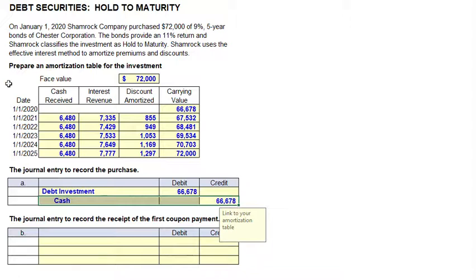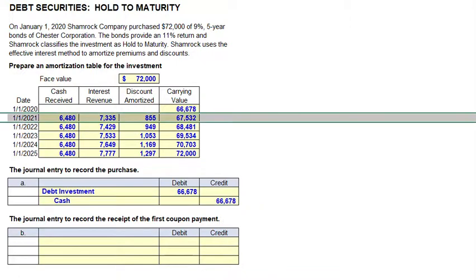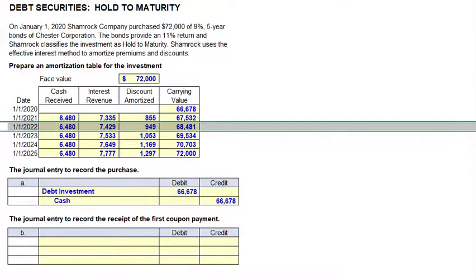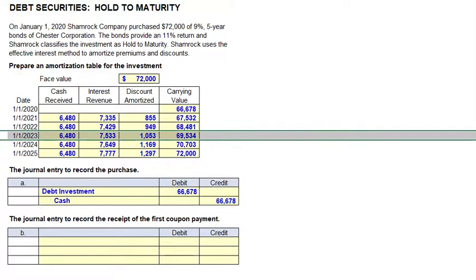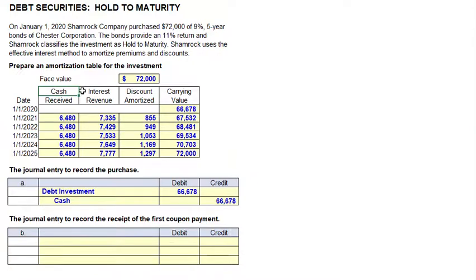As we know, every row on our amortization table gives us the information for our journal entries for year 1, journal entry for year 2, journal entry for year 3, and so on. So we're asked to record the journal entry for receipt of the first coupon payment. That's the cash received. We'll record interest revenue, and again, the difference will be the amortized discount. So we're going to receive $6,480 in cash. And again, link these to your amortization table.